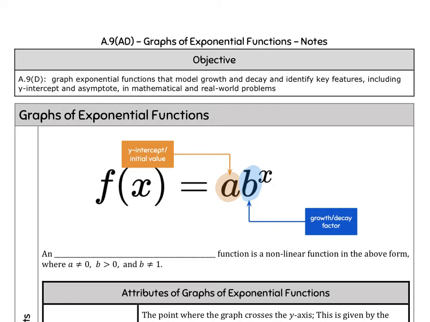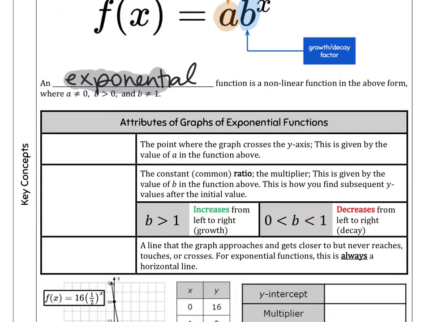So let's fill in some words here. An exponential function. Exponential function looks like the word exponent, so we know we're going to have an exponent, a variable exponent, so the x is an exponent, for this to be an exponential function. It's nonlinear, which means our graphs are going to be curves. Don't call it a line anymore, it's called the curve. Okay? So let's talk about things we're going to see in an exponential graph. This is going to be super important.